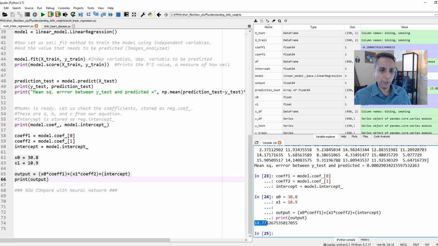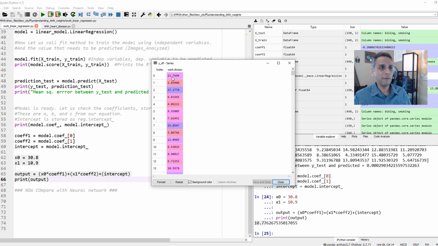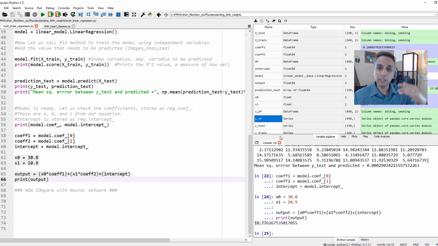It's coming up to be 10.8. Now, what is our output supposed to be? 11.7. That's not bad. And please go ahead and test with other values.